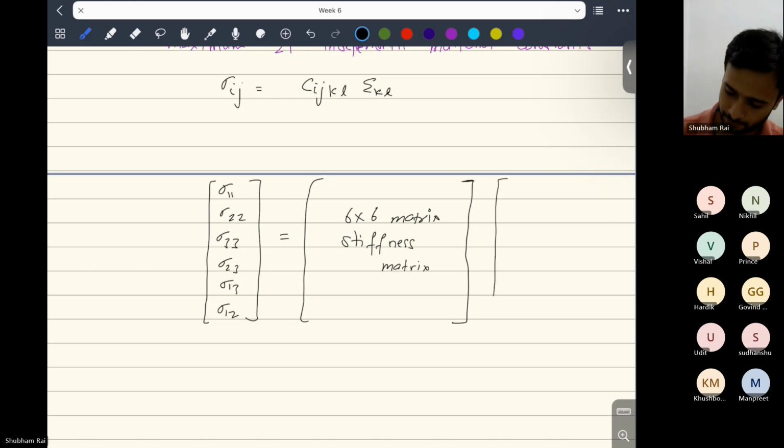And here you have epsilon 1, epsilon 2, epsilon 3, then gamma 2 3, sorry, gamma 1 2 3, and gamma 1 3.